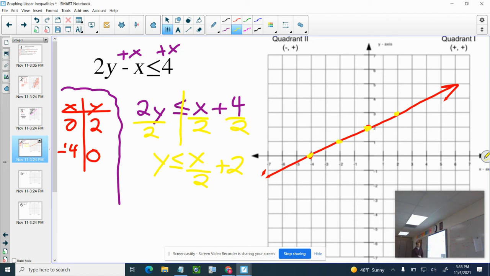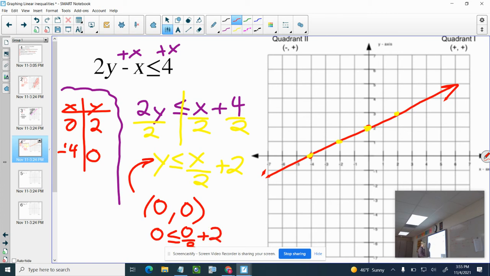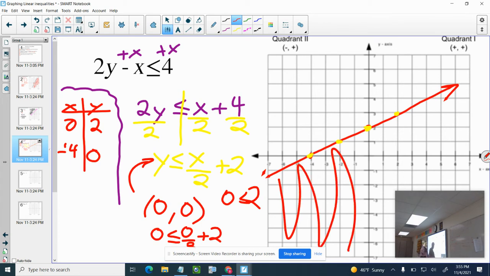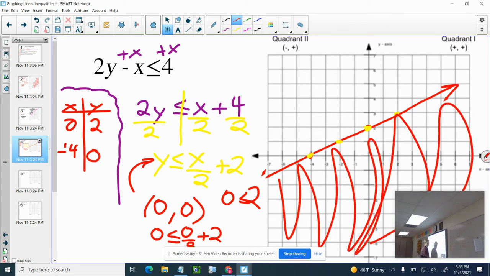So same thing. And we look at our inequality again to see if it's a solid line or if it's dashed. And then now I'm going to check the point. I'm going to check 0, 0 again, in here. So 0 is less than or equal to 0 divided by 2 plus 2. And so 0 is less than or equal to 2. That's true. If you think about that, what's below the line? Well, below the line is down here. So that makes sense why 0 is less than 2. It's one of my solutions.